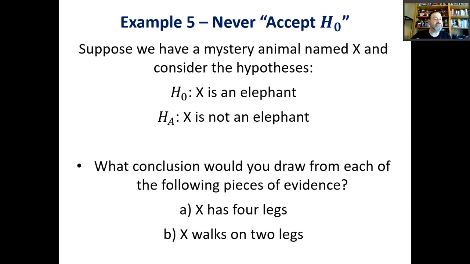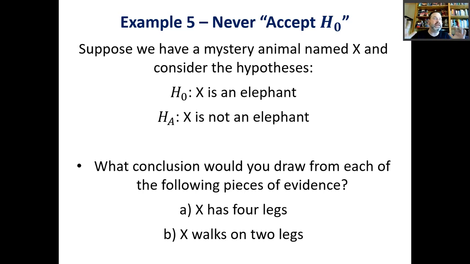So we're assuming that this thing is an elephant that we can't see or hear, and you're told that it has 4 legs. Well, think about that evidence, right? That evidence doesn't support the null hypothesis because it could just as easily support that X is not an elephant. There's lots of animals that have 4 legs. But what do we say? Well, we say knowing that X has 4 legs is insufficient evidence to reject the null hypothesis.